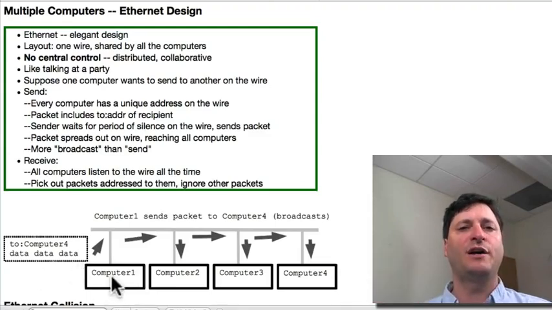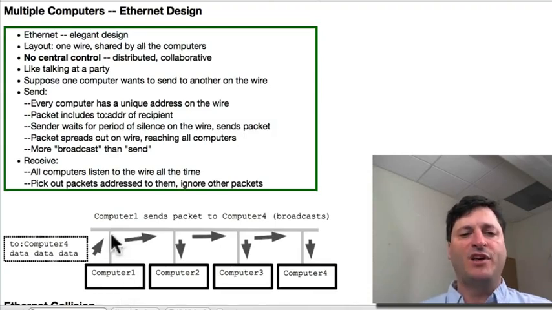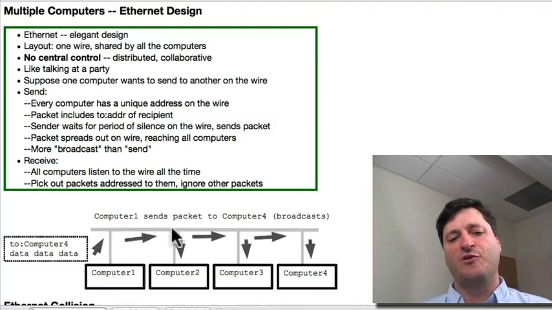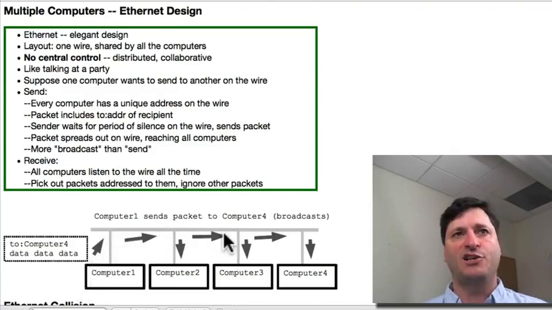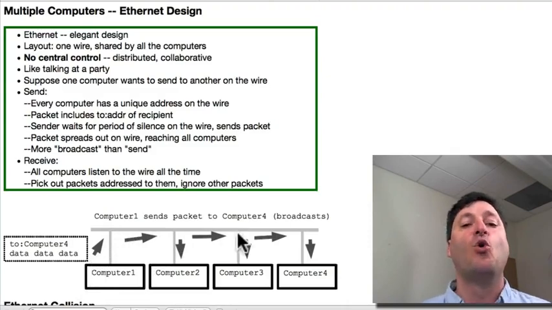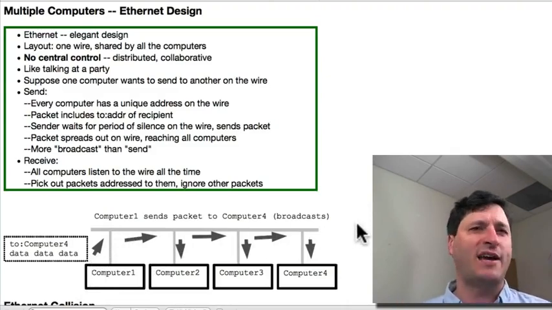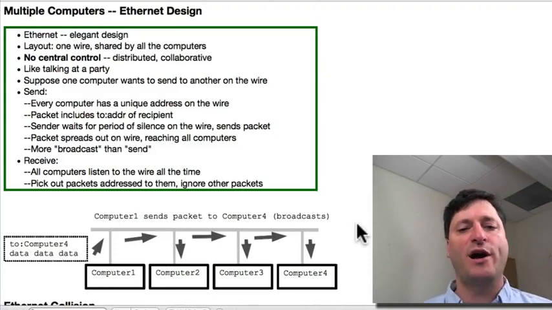And so when computer 1 hears a period of silence, then computer 1 puts the packet on the wire, sends it out there. And naively, you sort of think, oh, well, it's like the packet sort of goes down here and turns right, goes to computer 4. But really, it's more like a broadcast. The signal of that packet just spreads out on the wire, and it just spreads out to every corner of the wire. So it's really a broadcast. It just occupies the entire wire.